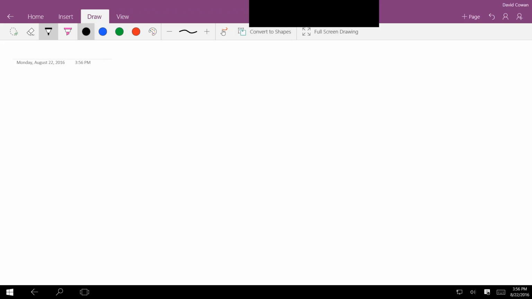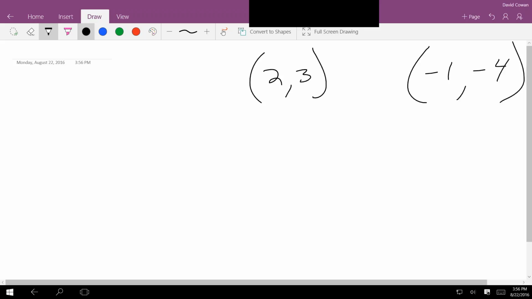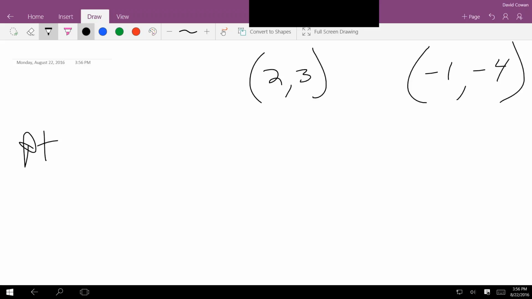So, we give you 2 points. The equation of this line in point slope format. Okay, y minus 3 equals m times x minus 2.